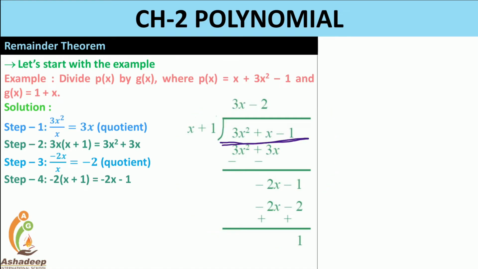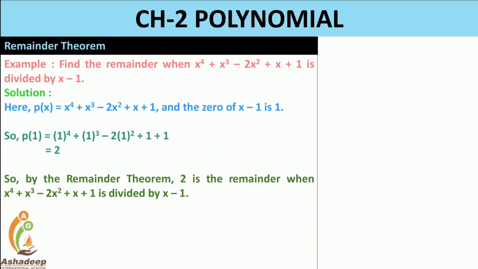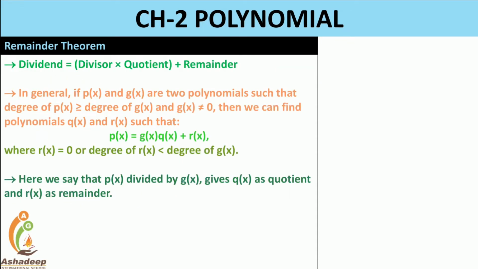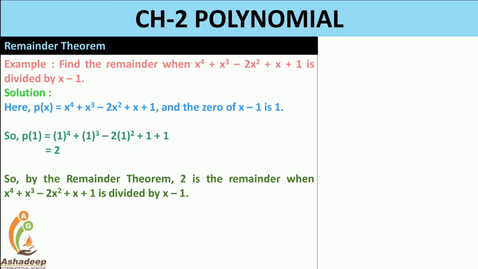Once again, the degree of p of x is always greater than or equal to the degree of g of x, but the degree of g of x is always greater than the degree of r of x. Okay, remember. So this is less than or equal, but here it is always greater than the remainder. Keep this in mind. Here we say p of x divided gives quotient and remainder. Okay, that is fine.